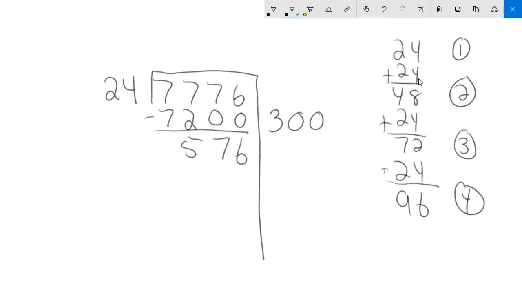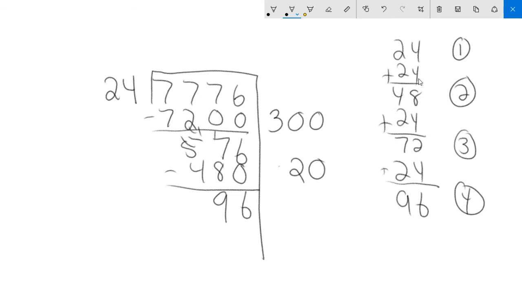So look at that. We've already gotten rid of 7,200. We've already put 300 into each of those groups of 24. Now that we're down to 576, I notice 48 is very close to 57. So let's see, that would be times 2, right? So times 2 is 48. I'd like it to be 480, so we're really multiplying by 20. And now I'm down to 96. Well, it's a good thing I went as far as I did, because I know that I can go ahead and multiply by 4, which is 96.